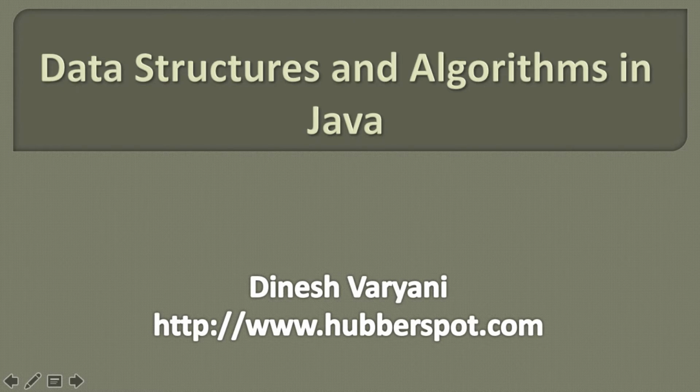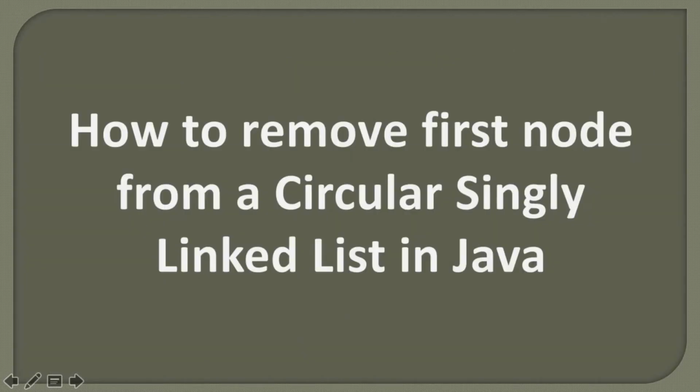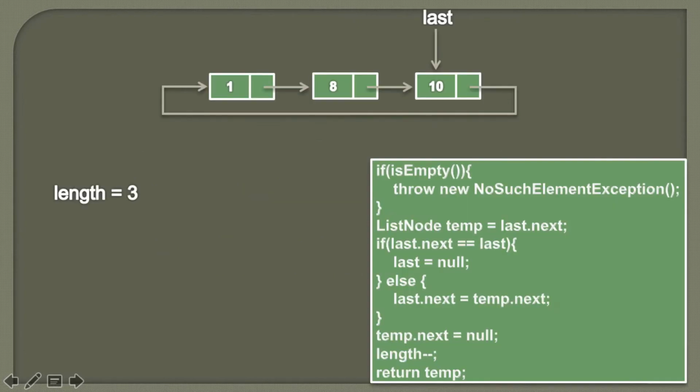Friends, in this tutorial we will discuss how to remove first node from a circular singly linked list in Java. So friends, let's suppose we are given a circular singly linked list having 3 nodes, say 1, 8 and 10, whose length is 3. In our previous tutorial we discussed that we are keeping the track of the last node of the circular singly linked list through the last instance variable.